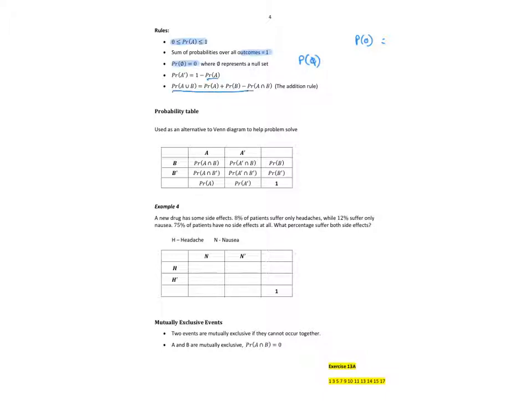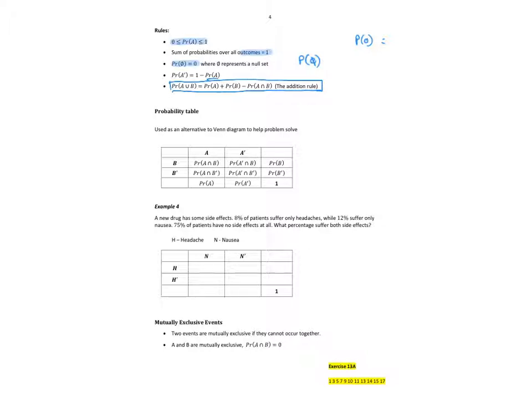And here's the first of our little rules of probability, the addition rule. So the probability of A union B, the probability of A or B happening, is the probability of A plus the probability of B minus the intersection. And we minus the intersection so we don't count that value twice, all right?